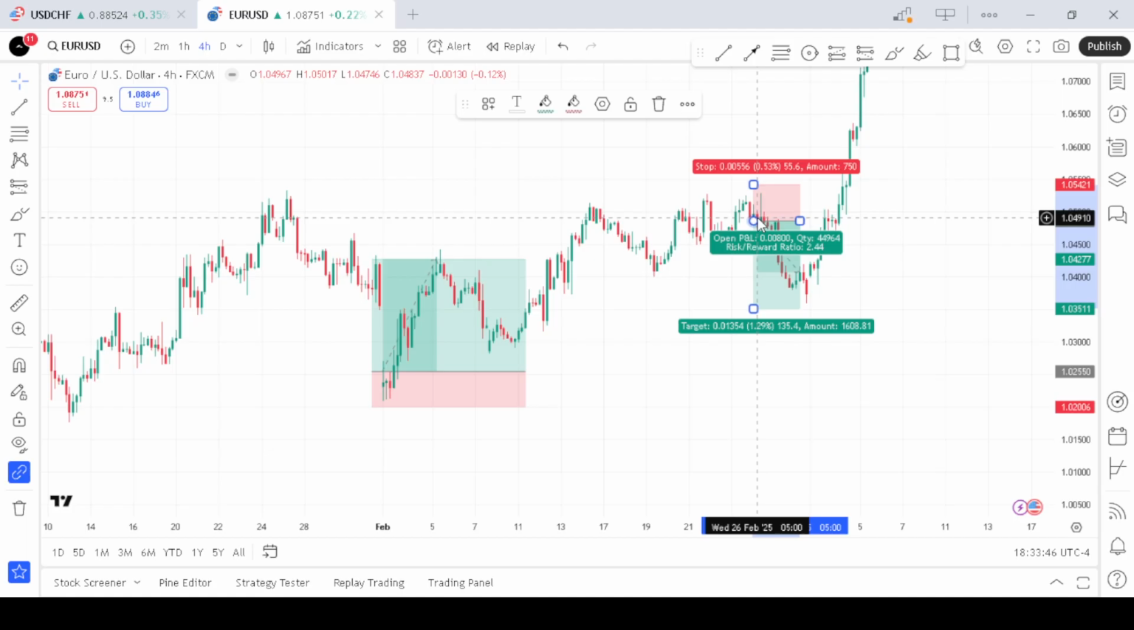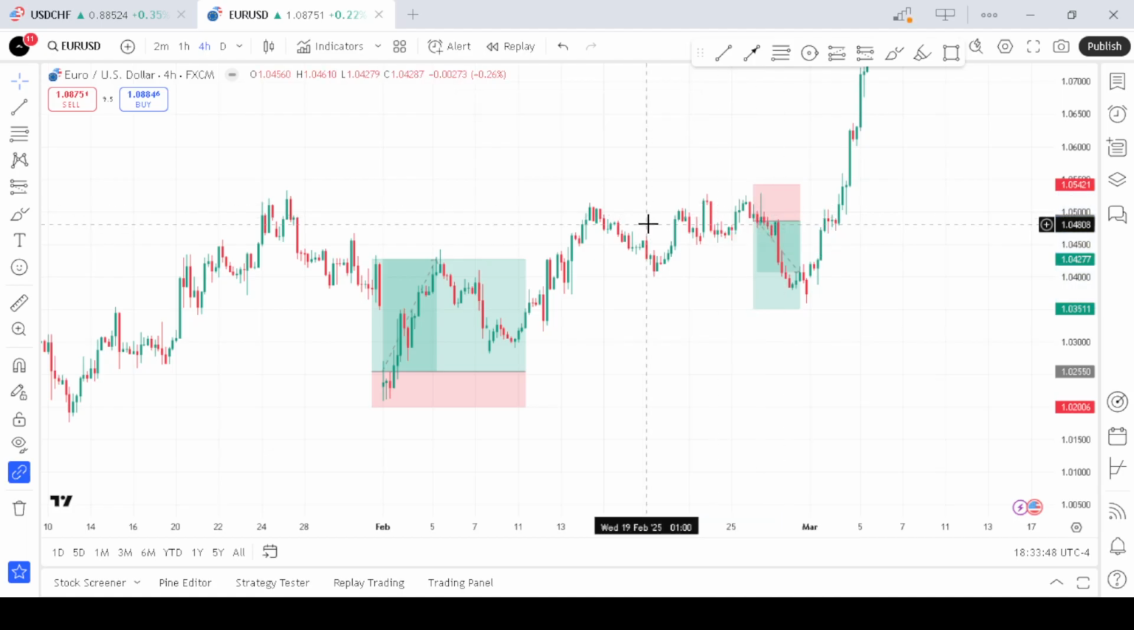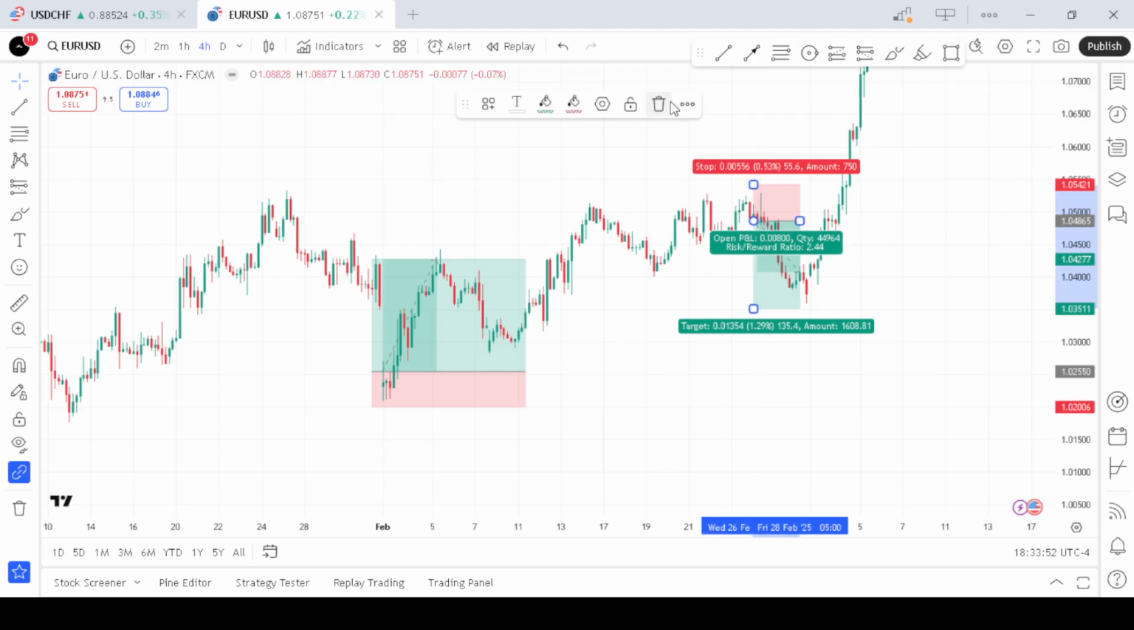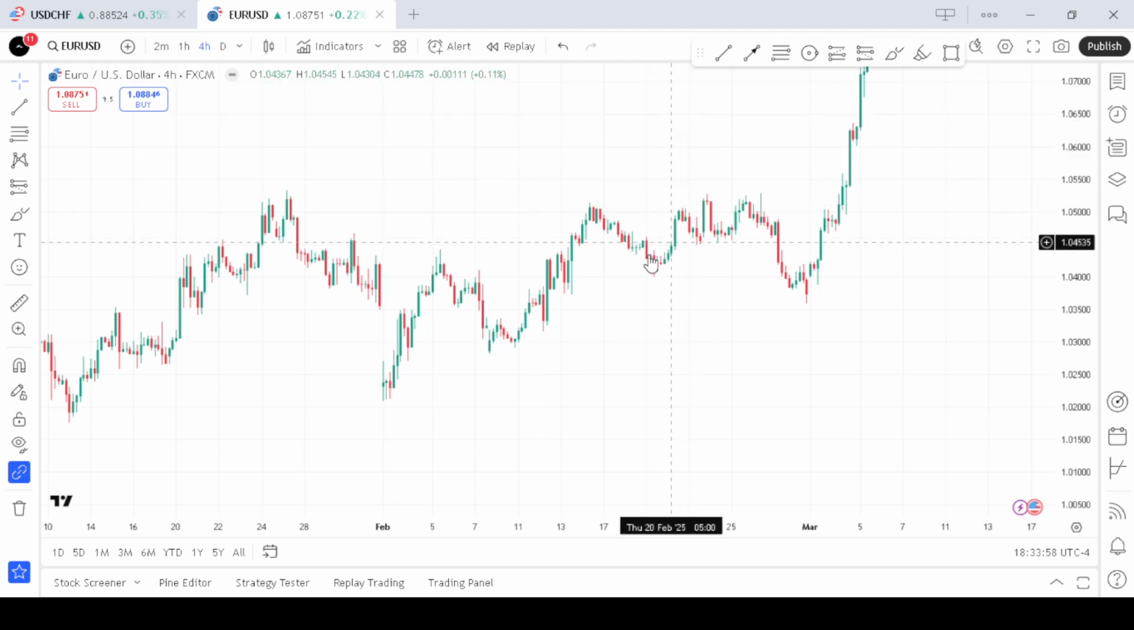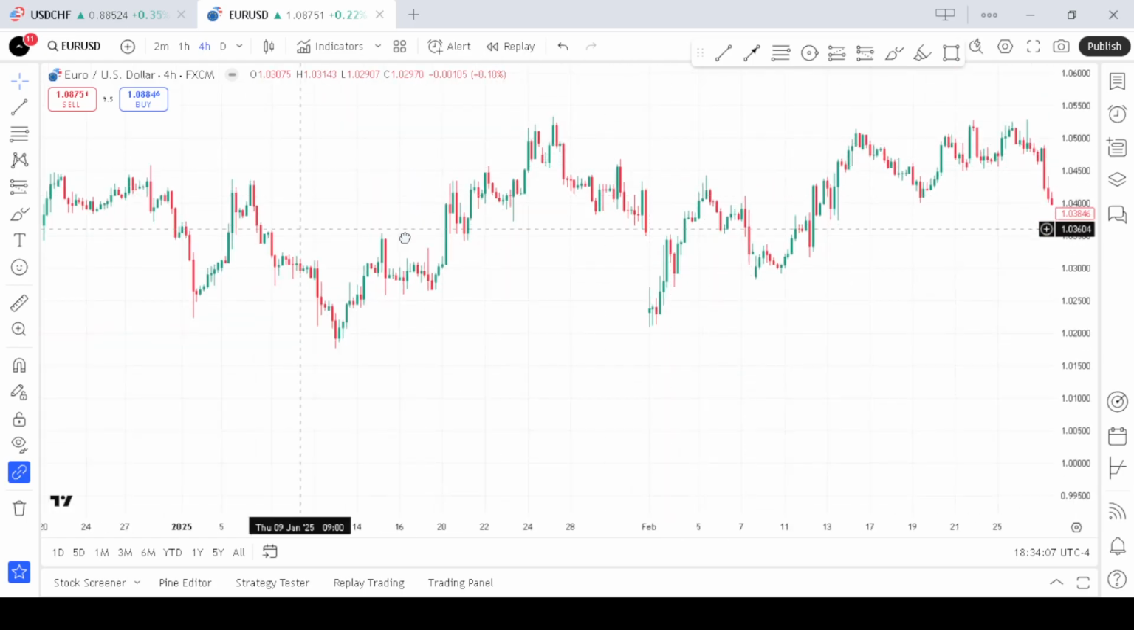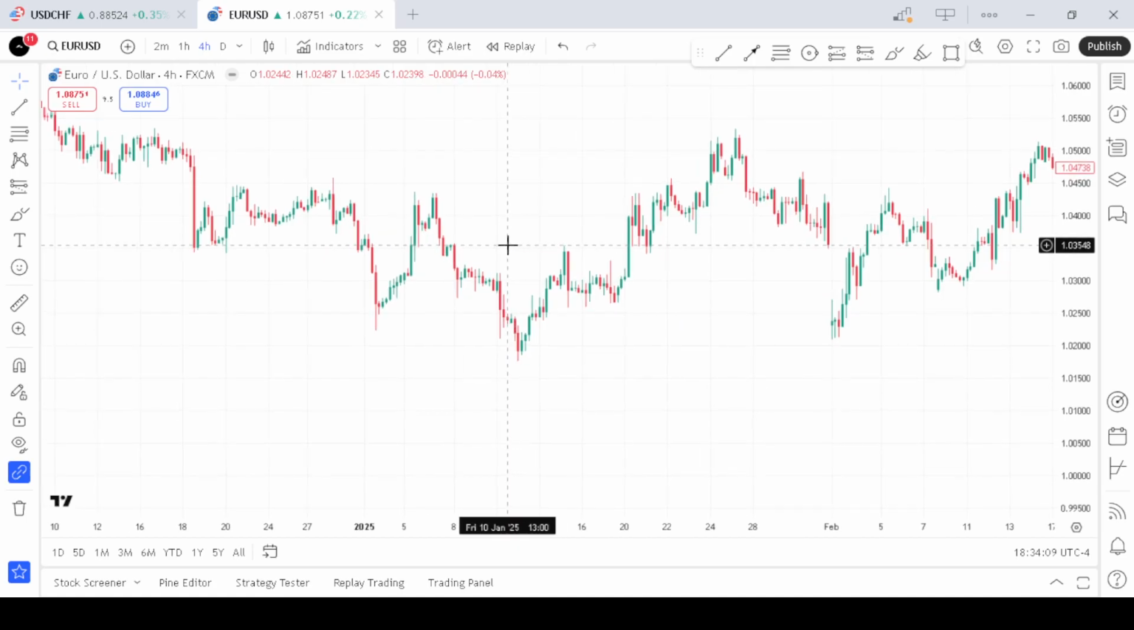Now, the next tool we are going to talk about is the geometric shape. The geometric shapes in TradingView are versatile tools that help you to highlight specific areas of interest on your chart. These shapes are like rectangles, circles, and triangles.